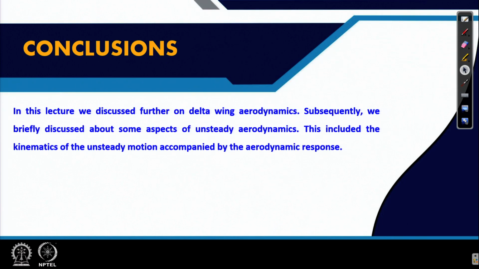So, with this we come to the end of this lecture, where we discussed further on delta wing aerodynamics, and then subsequently we very briefly discussed about some aspects of unsteady aerodynamics and how it can apply to both airfoil and finite wing sections. This included the different kinds of kinematics involved and the corresponding aerodynamic response.